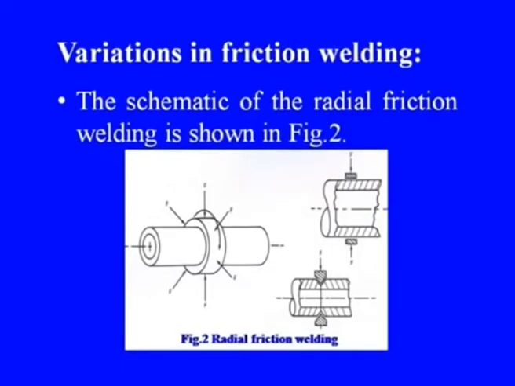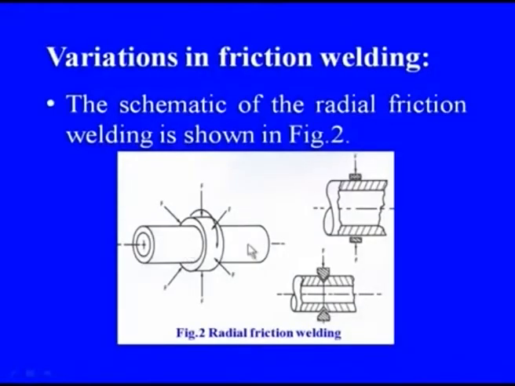Now, let us see a few variants of the friction welding process. Here is a schematic of the radial friction welding process, which is shown on the screen. So, these two are the parts. They are under pressure, and this is another body which will provide the rotation.